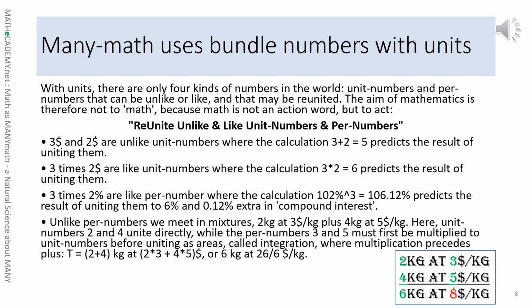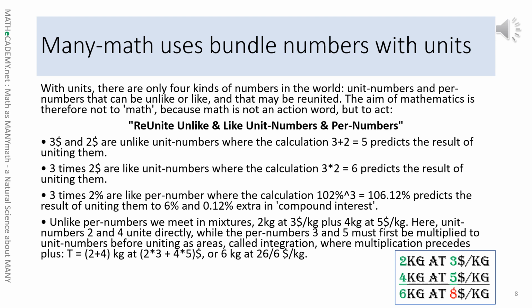Many math uses bundle numbers with units. With units, there are only 4 kinds of numbers in the world. Unit numbers and pure numbers, that can be unlike or like, and that may be reunited. The aim of mathematics is therefore not to math, because math is not an action word, but to act. Reunite unlike and like unit numbers and pure numbers.